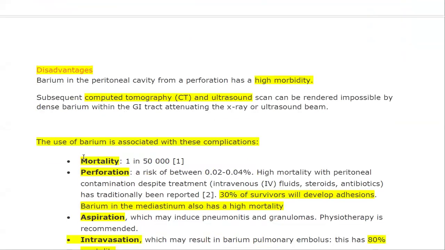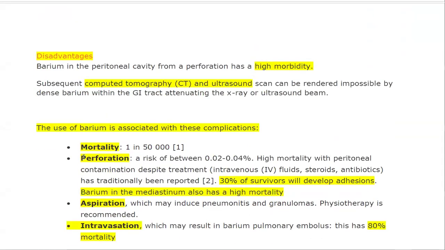Okay, the disadvantages depend on the complications and the limitations of this study. The problem with barium is high morbidity when there is any risk of perforation or spillage of barium into the peritoneal cavity. And if you do extra investigation after the barium and find it is not specific, not answering the clinical scenario, you need to proceed to CT scan or ultrasound.